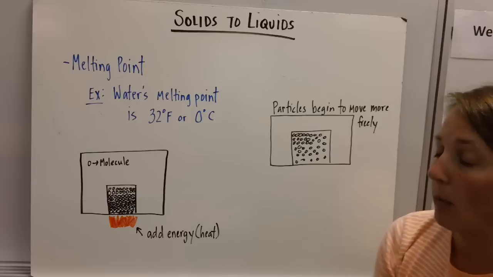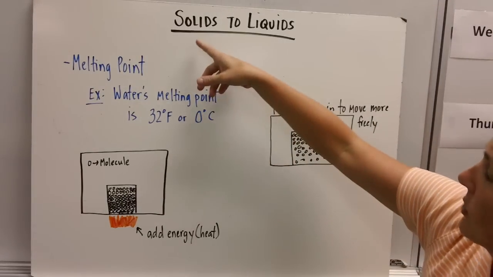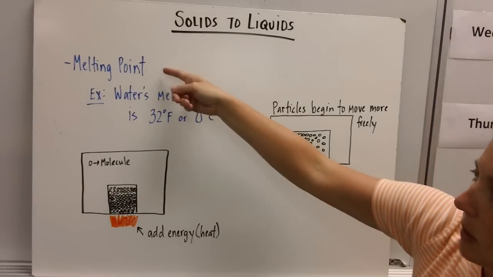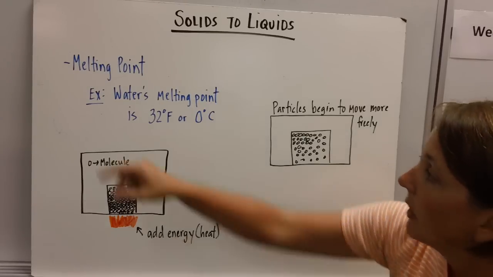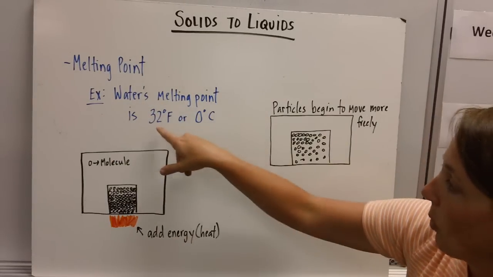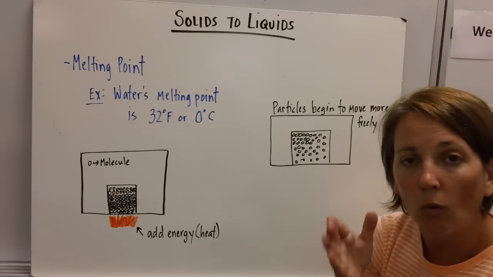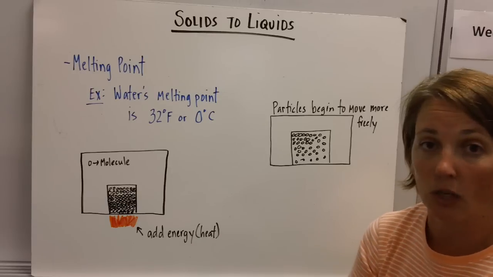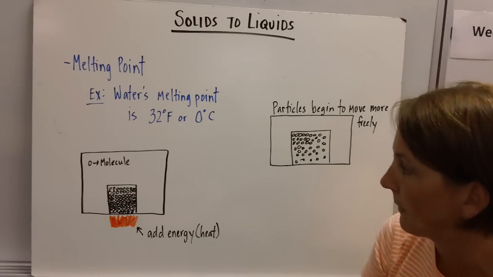Now we're going to talk about how we transition from one type of matter to another. So we're going to start with transitioning from solids to liquids. We call this transition a melting point. At what temperature does it move from a solid to a liquid? An example, water's melting point is 32 degrees Fahrenheit or 0 degrees Celsius. So when water hits the temperature of 32 degrees, it begins that melting process. As it moves to 32, 33, it melts a little more quickly.